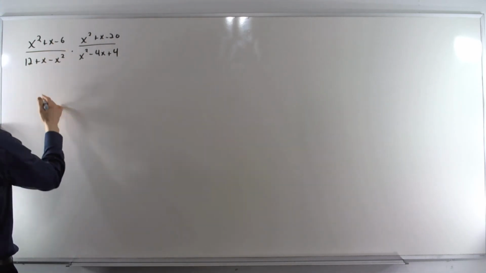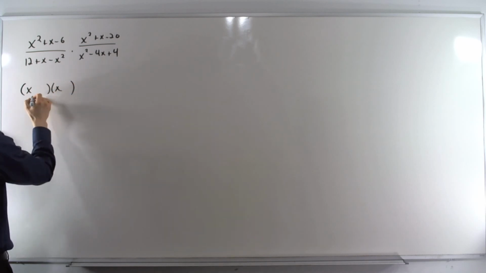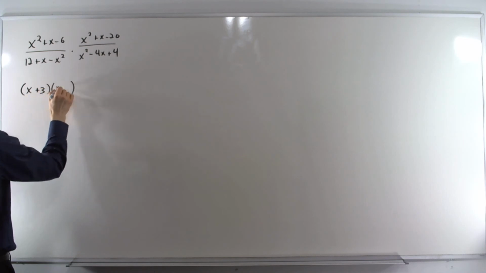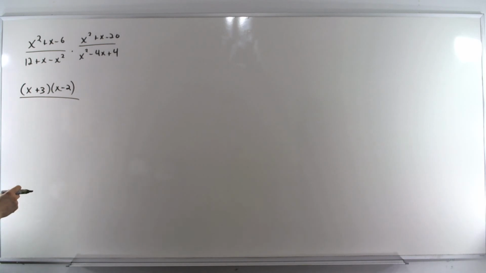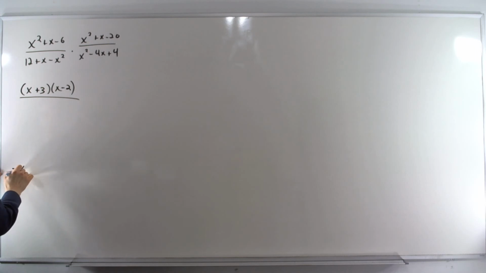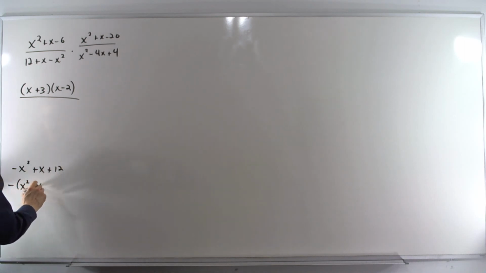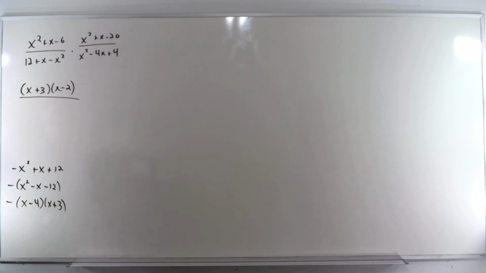So factoring this first one, that factors into x plus 3, x minus 2. Now let's see, this one I'm going to rewrite down here. Negative x squared plus x plus 12. So if I factor out a negative 1, we get x squared minus x minus 12. And that is going to be x minus 4, x plus 3.